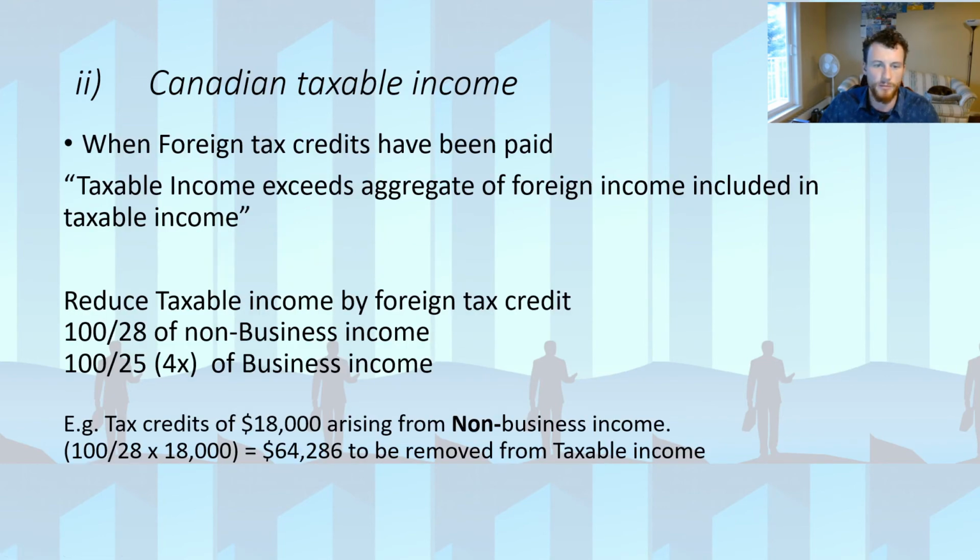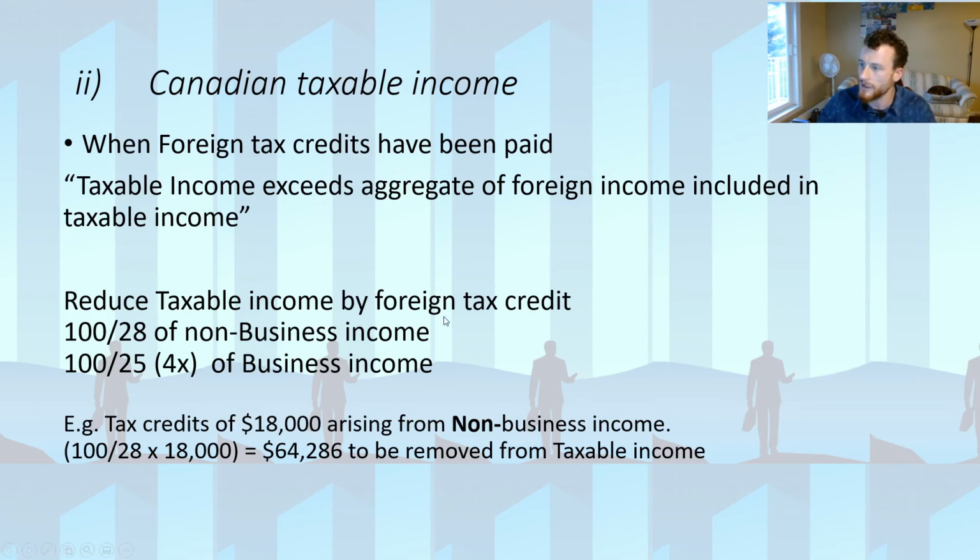The next one's a little more complicated. This is relating to if there's any foreign income. So the SBD is only for Canadian taxable income, not for foreign income. We use foreign tax credits when they've been paid to determine what foreign income we can reduce from our taxable income in order to get Canadian taxable income.